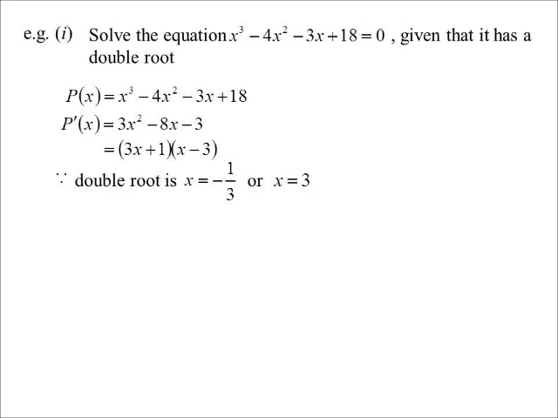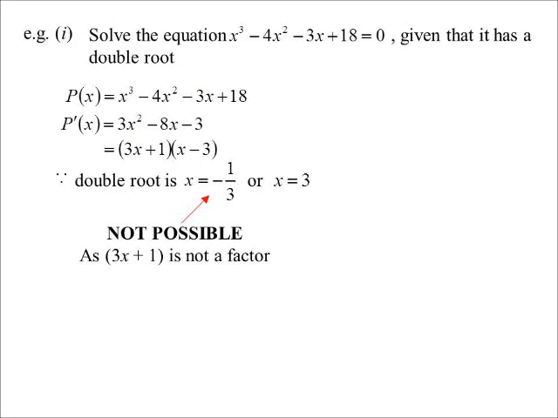Now, when I look at my original polynomial that I'm playing with, logically it would be the 3. Because if it was the minus 1/3, then I would see a factor of 3x minus 1. Well, the original polynomial is monic, so it's not going to have a factor of 3x minus something. So logically it's going to be 3. It is still a good idea to check, of course.